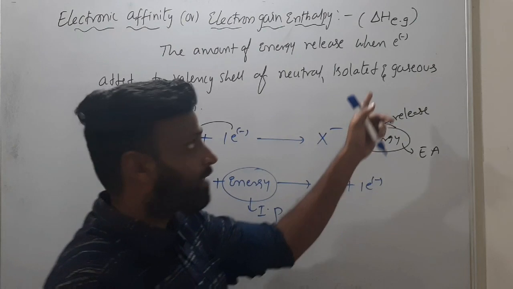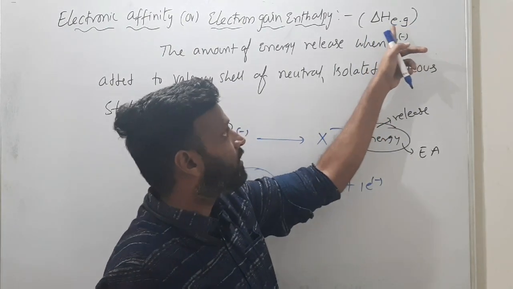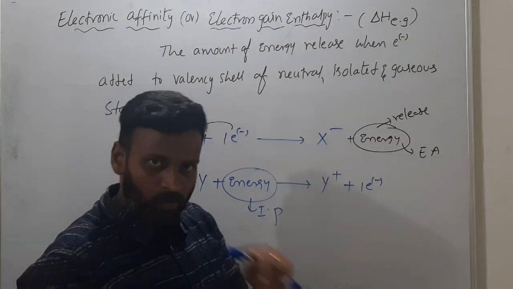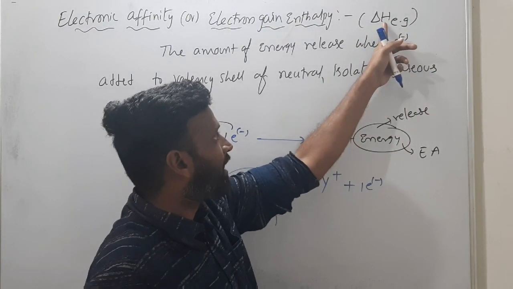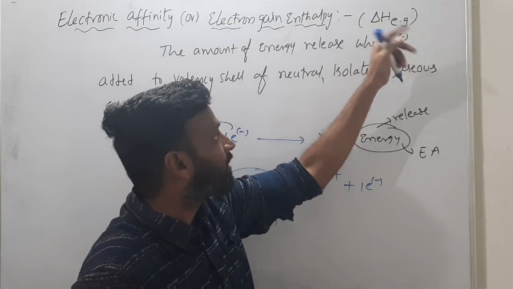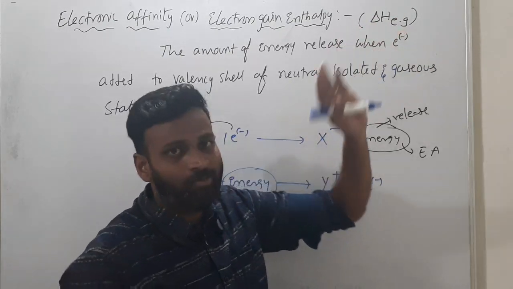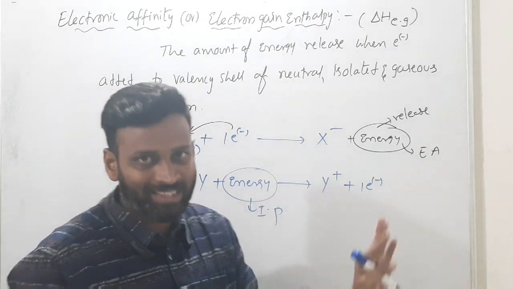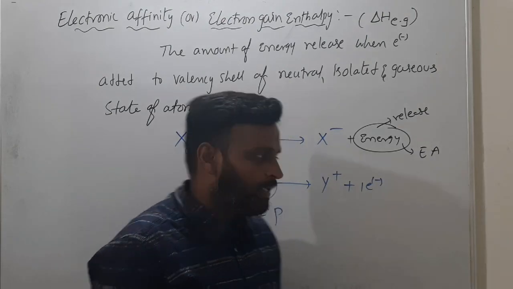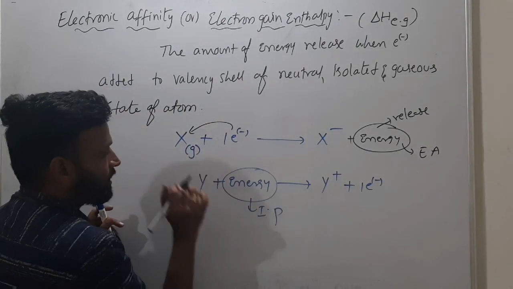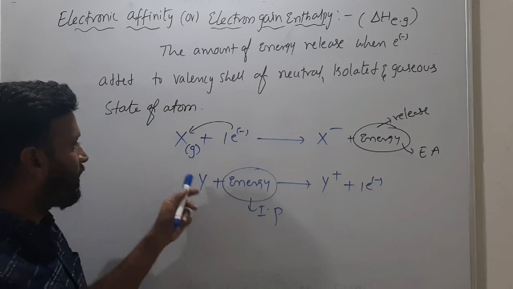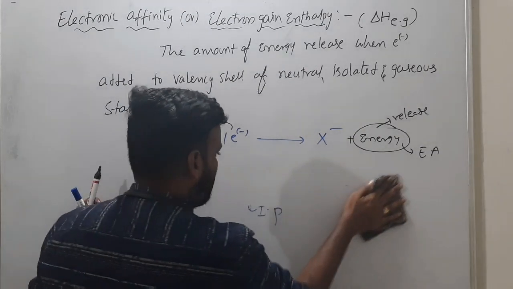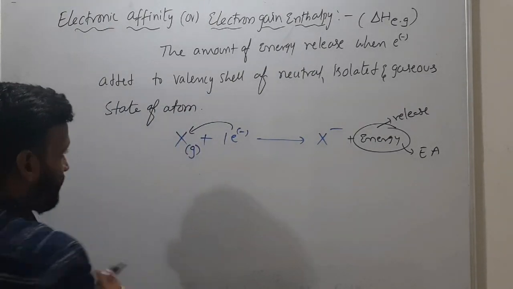EG means not example. E means electron gain, H means enthalpy. In thermodynamics you will have, don't worry. Delta H means enthalpy, electron gain enthalpy. Enthalpy is nothing but a kind of heat, remember, kind of energy. Got it? So here, what is the difference between ionization potential and electronic affinity you can see.